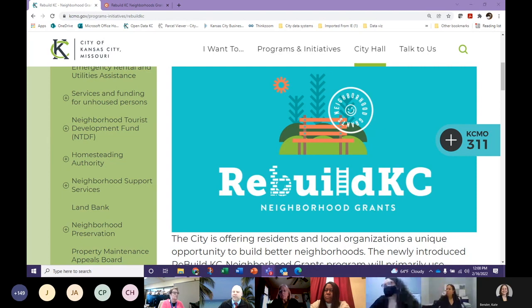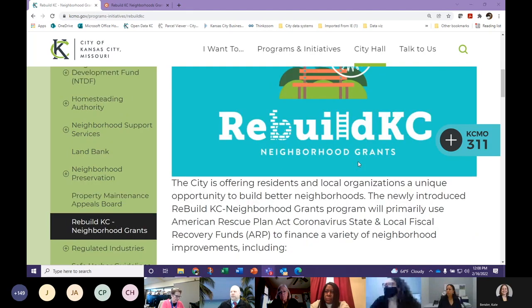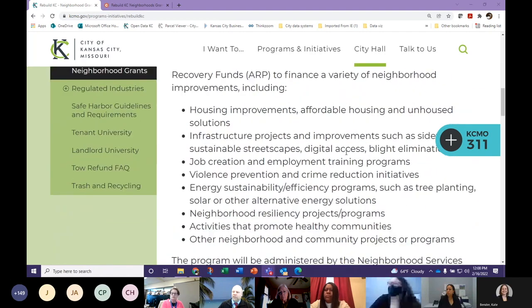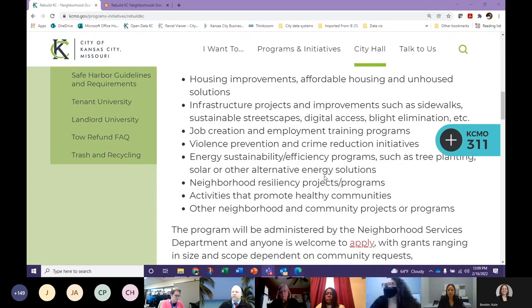So what kinds of grants can people apply for? Right off the website, and I'll ad-lib this a little bit: people can apply for housing improvements, affordable housing, unhoused solutions, unhoused projects, infrastructure projects like sidewalks, blight elimination, job creation programs, employment training programs, violence prevention programs, crime prevention initiatives, and energy sustainability and efficiency programs. Some examples might be tree planting in the neighborhood, solar solutions or alternative energy solutions. And other than that, just anything that promotes neighborhood resiliency or activities that promote healthy communities.